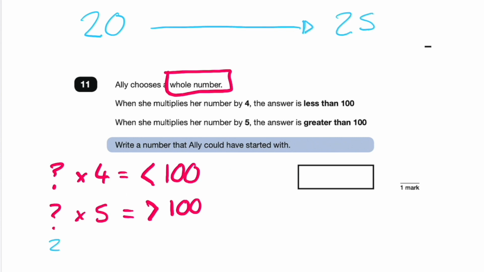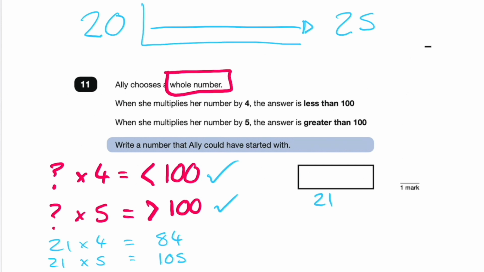Let's do 21. 21 times 4 equals 84, but 21 times 5 equals 105. So 21 times 4 is 84, that's correct, that's less than 100. And 21 times 5 is 105, which is greater than 100. So we could have 21 as an answer. But there are multiple possibilities because 21 fits between this gap here, but there are other numbers. We have 21, 22, 23, and 24. And I think all of those numbers are going to work.